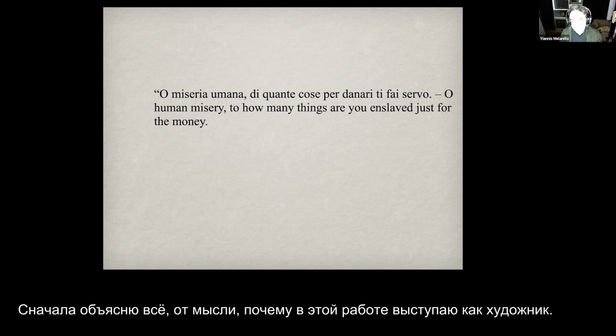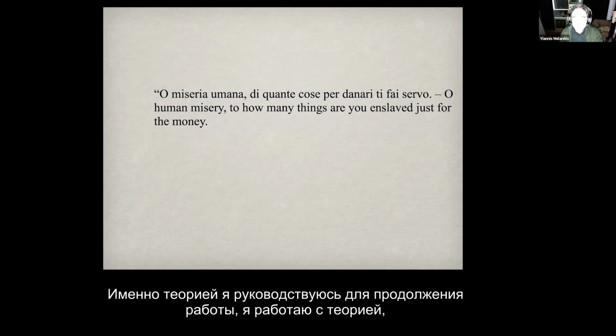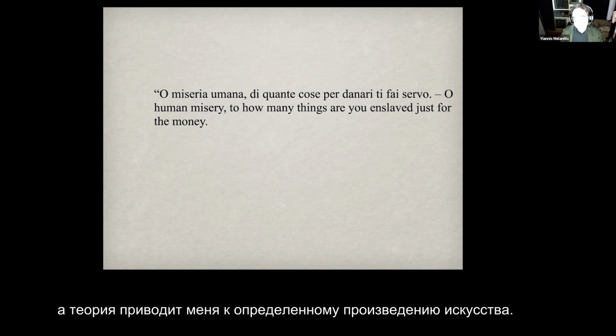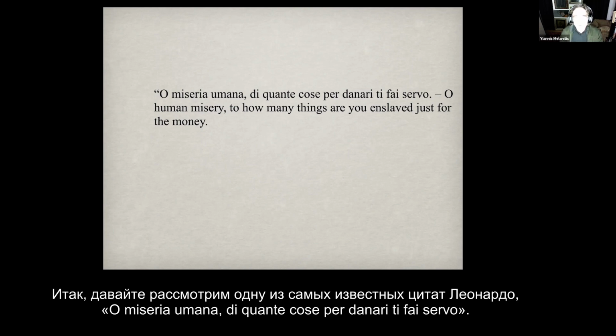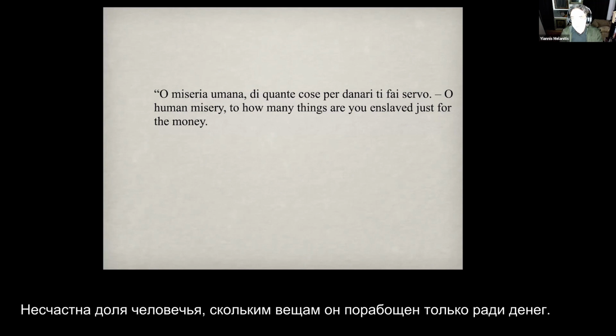Initially, I will start explaining the whole thing from the idea that it works for me as a painter, and it's theory that gives me the guidance to proceed in a work. I work with theory, and theory leads me to a certain artwork. So let's see here, for example, one of the most famous quotes of Leonardo, "O miseria umana, di quante cose per danari ti fai servo," "O human misery, to how many things you are enslaved just for the money."